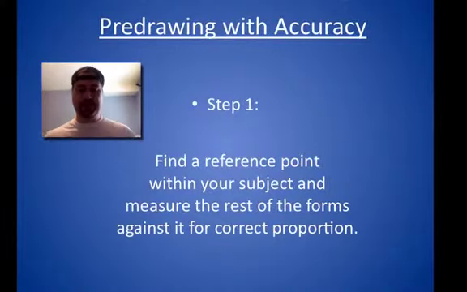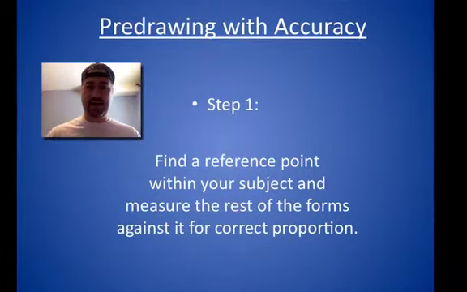All right, what I'm going to do here is I'm going to just go through a couple of steps on how to accurately draw your subject by measuring parts of it against itself, meaning you find that reference point within your form and you use that as a guide to see how big the rest of your subject is going to be. So what you do, you find that fixed reference point within your subject to measure the rest of your forms against it for proportion.